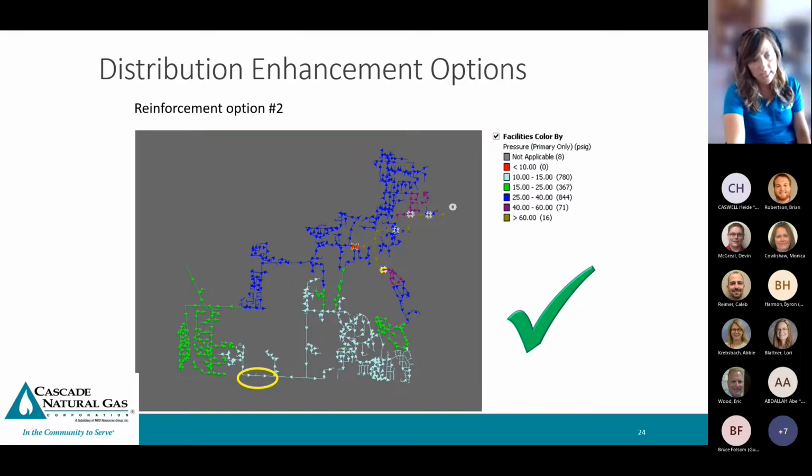And then I like the second option. This one I kind of skipped ahead, to keep this brief. But this is after this reinforcement's done. This is kind of my pressure gain. So all my pressures are over 10 pounds. We're looking good. We can support the growth we predicted in this model for this area with this enhancement.